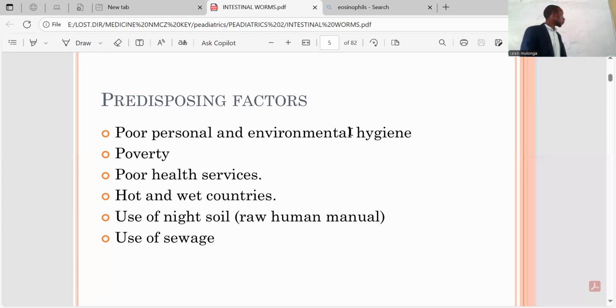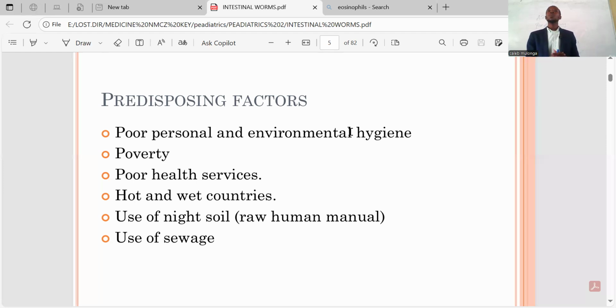And then the other one, we have use of sewage. Basically, on use of sewage, or we can also mention it in the sense of improper disposal of waste. This is where people are disposing of waste in the environment, and this can predispose to these worms entering the soil and therefore predisposing to this condition.